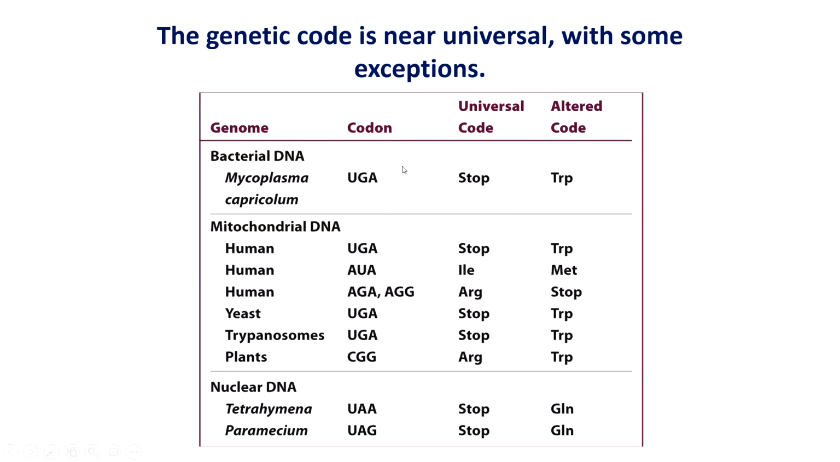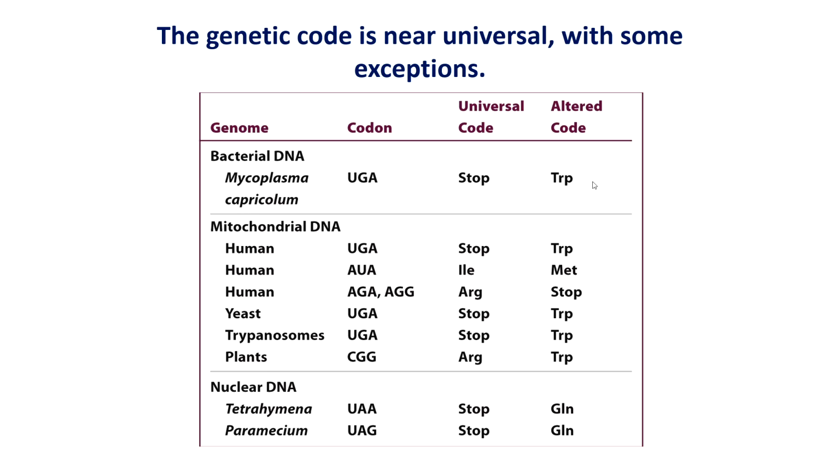For example, UGA is a stop codon, typically for all organisms. But for this bacteria, Mycoplasma capricolum, the UGA actually encodes for something. It's a nonsense codon for most of us, but for this particular mycoplasma, the UGA encodes for tryptophan.